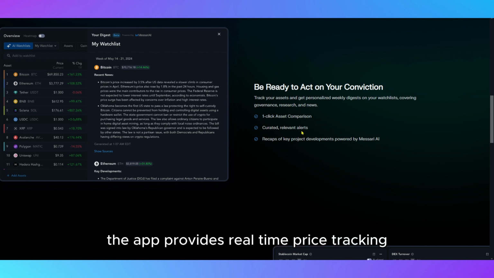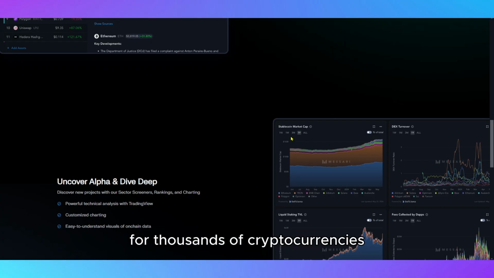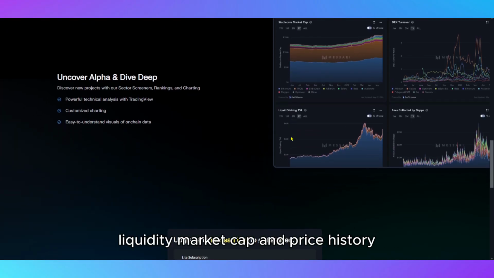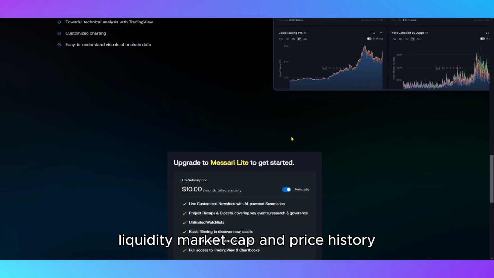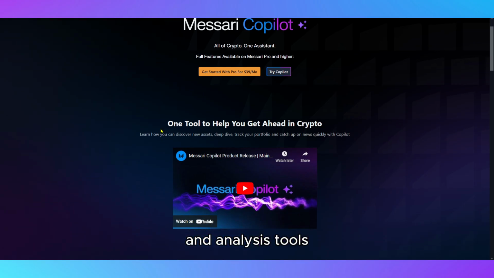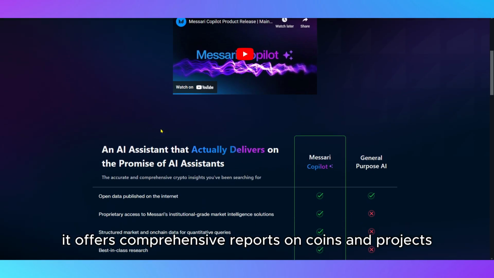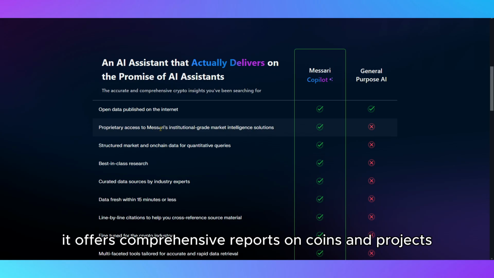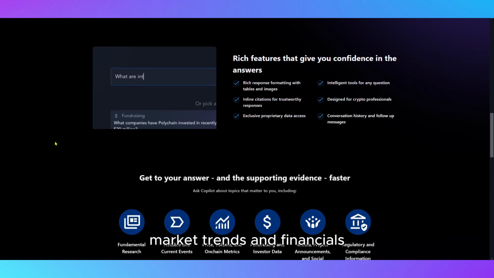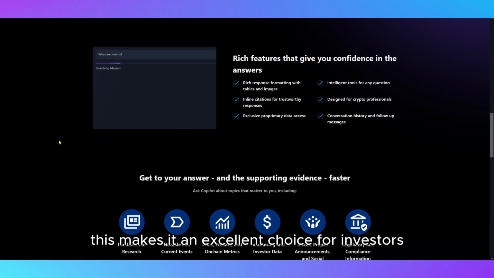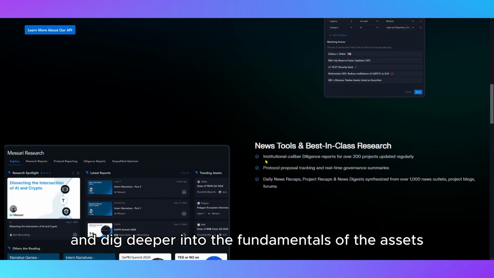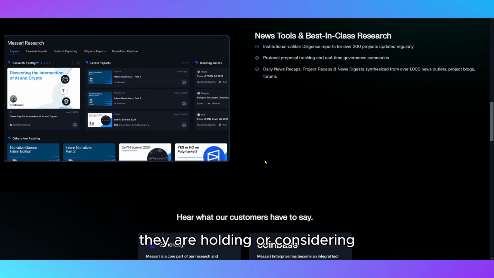The app provides real-time price tracking for thousands of cryptocurrencies, along with detailed market data like trading volume, liquidity, market cap, and price history. What sets Messari apart is its research and analysis tools. It offers comprehensive reports on coins and projects, including detailed breakdowns of their technology, market trends, and financials. This makes it an excellent choice for investors who want to go beyond basic price tracking and dig deeper into the fundamentals of the assets they are holding or considering.